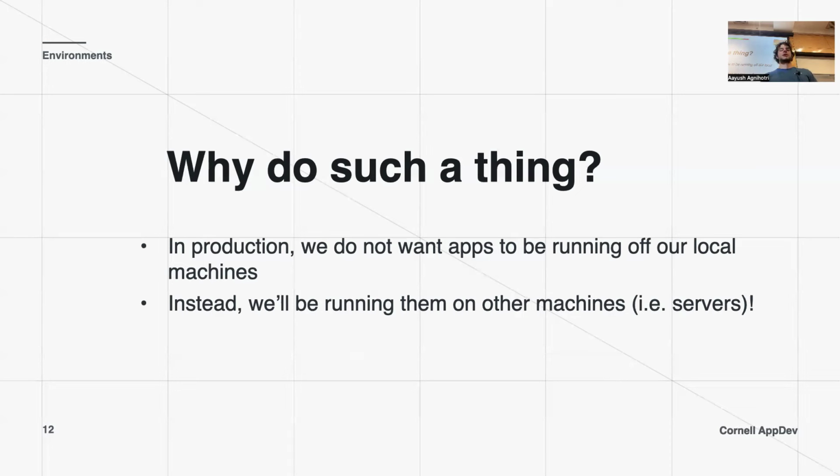So instead, we want to be running our apps on other machines, which are servers, and those servers are continuously running. They never go down, unless there's some catastrophic error or whatever. But yeah, we just want to be running our apps continuously on machines so that our apps generally never go down.